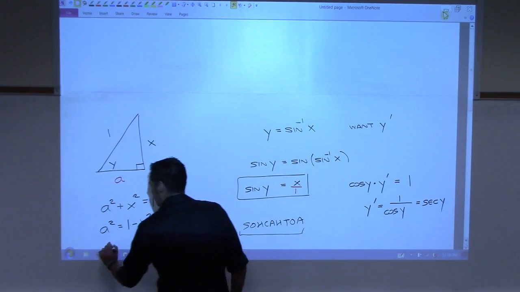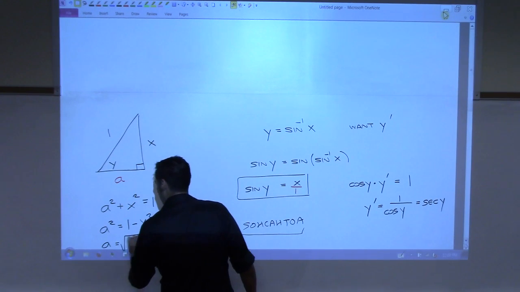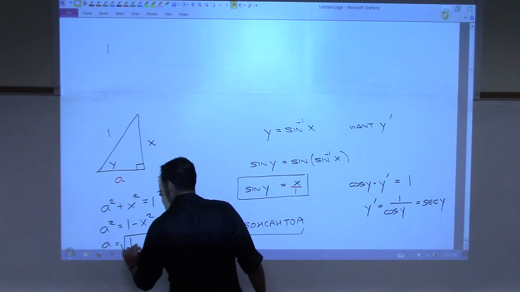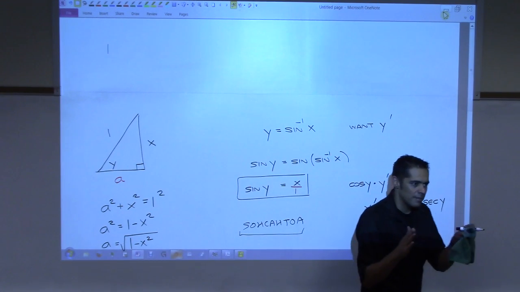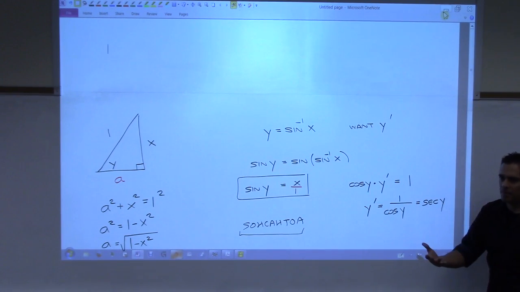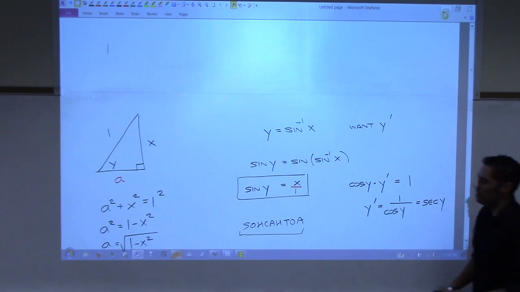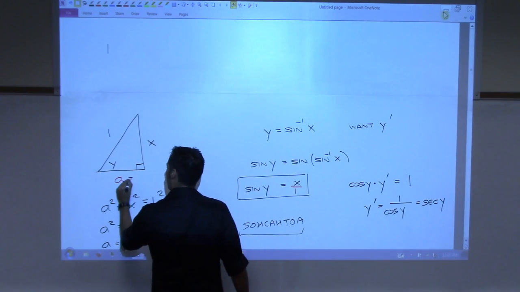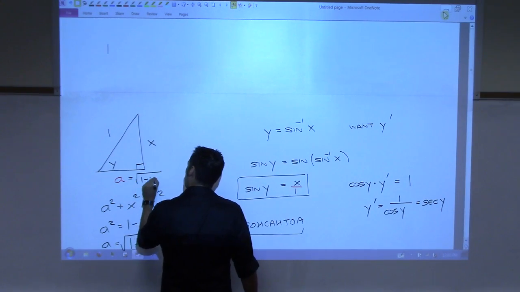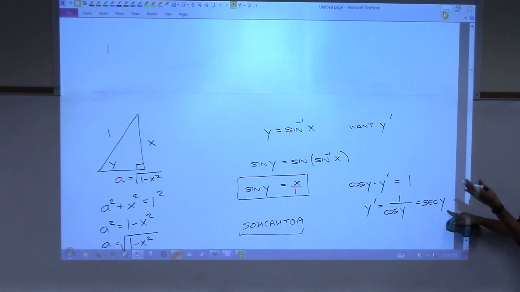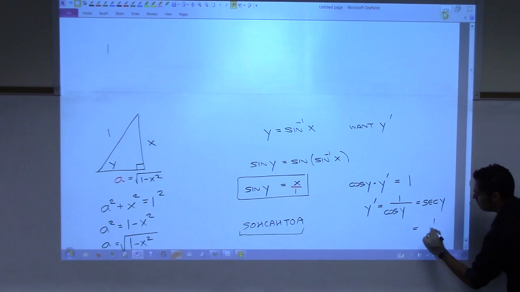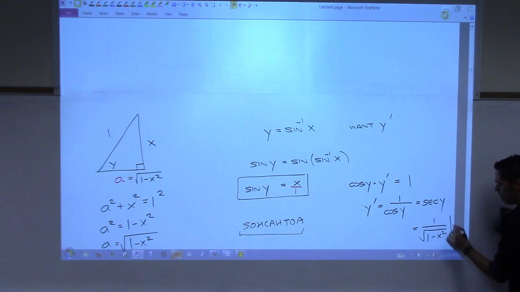A is going to be the root of this. I need to get the a squared out of there, so I take the root. I'm supposed to do plus or minus, but because a is the length of the side of a triangle, I'm only going to look at the positive. So a is this. And now when I say what was secant of y, like I said before, it'd be the hypotenuse over the adjacent, which is 1 over square root of 1 minus x squared. There it is.